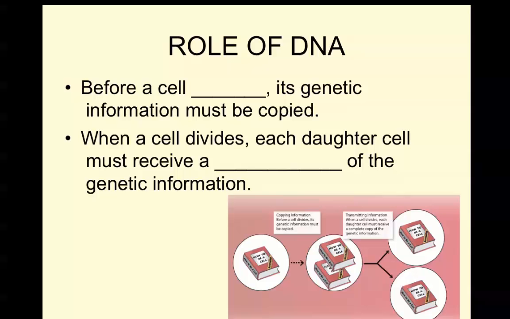Before a cell can divide, its genetic information has to be copied, right? So in order for us to go through mitosis, we have to go through that S phase. Remember, that's the synthesis phase, the making of more DNA. We have to copy it so our new cells have the exact same copy of DNA. Each daughter cell has to receive a complete copy of genetic information.